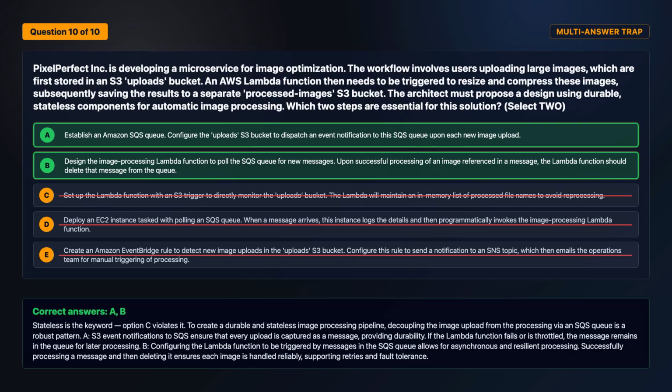If the Lambda function fails or is throttled, the message remains in the queue for later processing. Configuring the Lambda function to be triggered by messages in the SQS queue allows for asynchronous and resilient processing. Successfully processing a message and then deleting it ensures each image is handled reliably, supporting retries and fault tolerance.